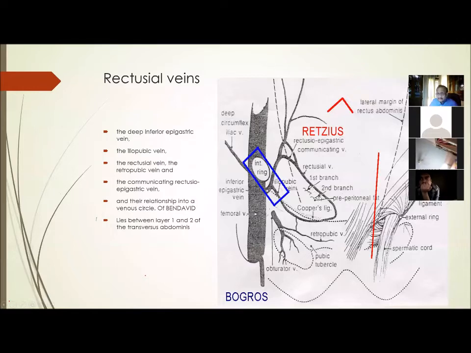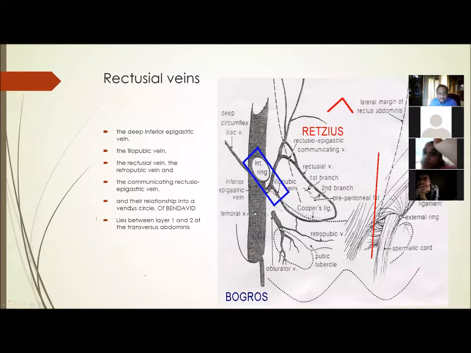Branch number 1, branch number 2, and then it anastomoses with 3 important veins. Here, look, this is the inferior epigastric. There's the iliolumbar vein running along the upper border of the pubic bone. And then you've got the retropubic vein just behind the pubis and anastomosing out here. So see this arcade. This arcade is very, very important. Why? Because this is an arcade which is lying between layer number 1 and layer number 2 of the transversalis fascia in the lower part of the abdominal wall, to be more exact, in the inguinal region. And this arcade is known as the arcade of Bendavid.